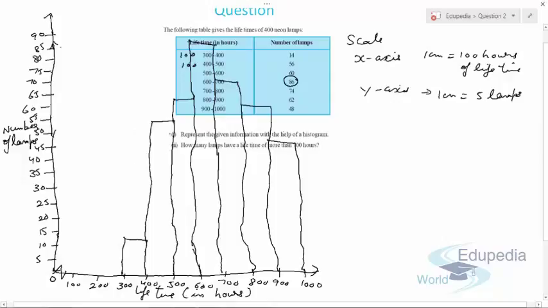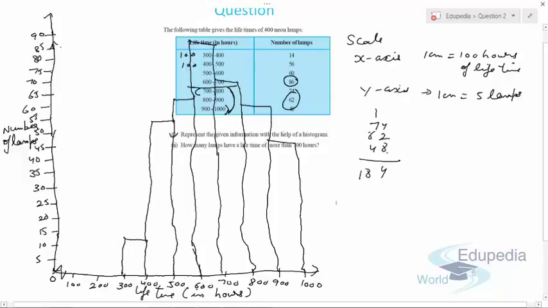Now, the second part is how many lamps have a lifetime of more than 700, meaning it should be more than 700. So this means we need to calculate the number of lamps from these data points for these group classes, because this class starts from 700 and ends at 1000. So the question asks how many lamps have a life of more than 700. So we need to add all these frequencies. So this will be 74, 62 and 48. So 4 plus 2 is 6, 6 plus 8 is 14, and 7 plus 6 plus 4 is 17, plus 1, 18.